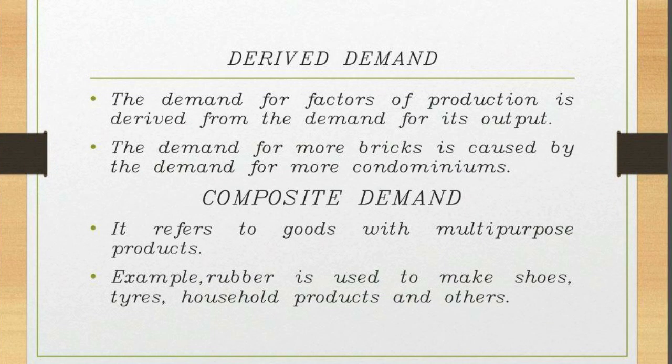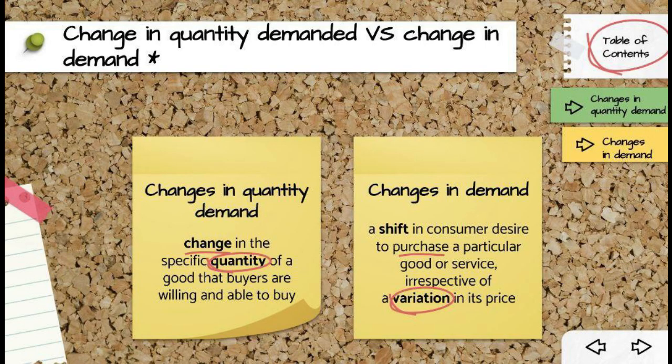Thirdly, derived demand. The demand for factors of production is derived from the demand for its output. The demand for more bricks is caused by the demand for more condominiums. And lastly, composite demand. It refers to goods with multiple purposes. For example, rubber is used to make shoes, tires, household products, and others. Thank you to my group members for their information.